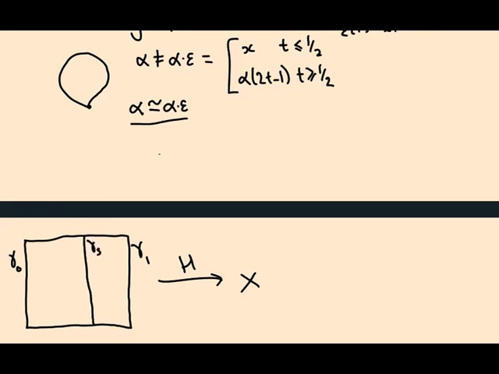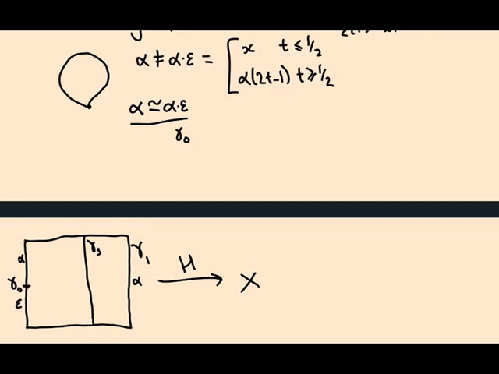So what is gamma 0? Gamma 0 is going to be alpha dot epsilon. In other words, that's the loop that stays put at the base point for half the time, and then it does alpha at double speed for the rest of the time. And gamma 1 is the loop alpha that's just normal speed alpha. Okay, how am I going to interpolate between these two loops? And remember, all the time the base points have to stay fixed.